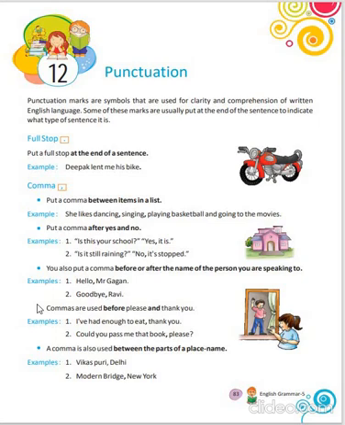Comma is also used before please and thank you, like: I have had enough to eat, thank you. So we have placed comma here. Comma is also used between the parts of a place name, like Vikaspuri, Delhi. So we place comma here.